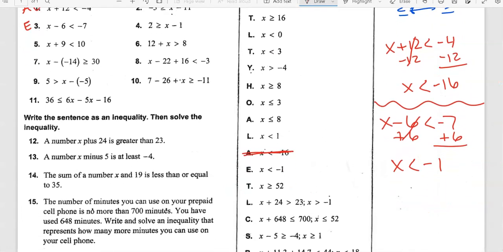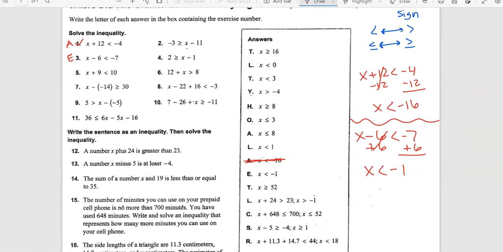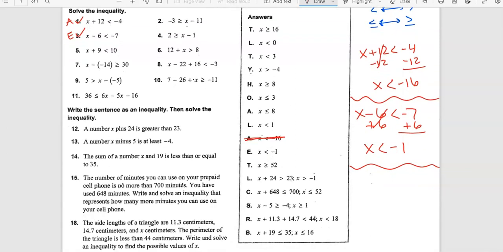Okay. I would like you to please do number 5. Yes, you do number 5. It is going to be x plus 9 is less than negative 7. I mean, that's not right. Sorry, thank you. I was looking at the wrong one. 10. There we go.